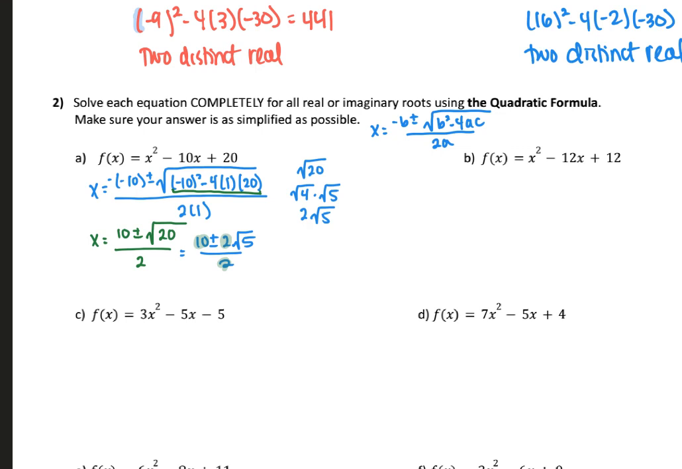So 10, 2, and 2 are all divisible by 2. So 10 divided by 2 is equal to 5. 2 divided by 2 is equal to 1. And the denominator 2 divided by 2 is equal to 1, so this would all be over 1, but it's unnecessary to write that. Same way you wouldn't necessarily write 5 over 1 if you're writing 5. So our final answer is x equals 5 plus the square root of 5 and 5 minus the square root of 5.